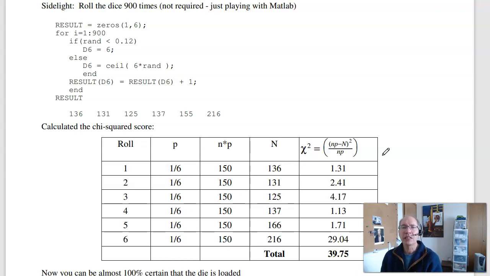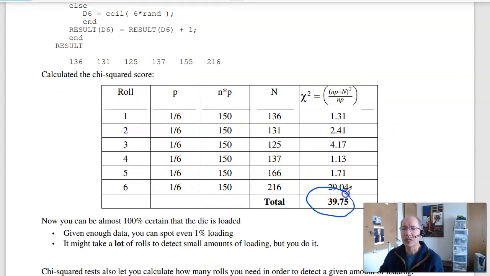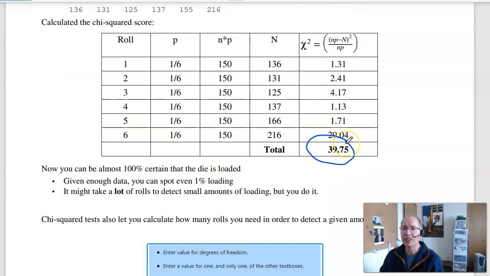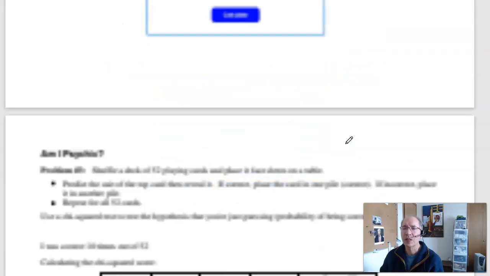If instead I roll the dice 900 times, again, this isn't what was asked for, but just for fun, and do the chi-squared score, I get a huge number. That says, basically, I'm just about guaranteed that die is loaded. So that was problem number 2.